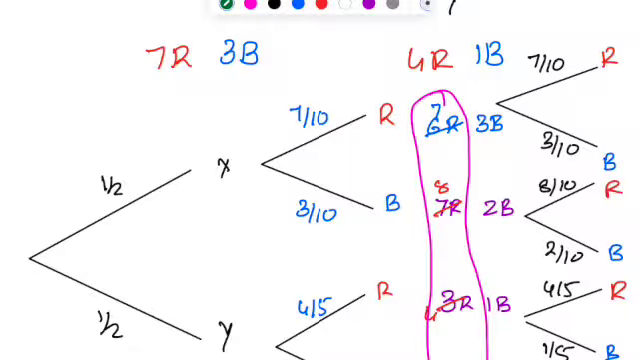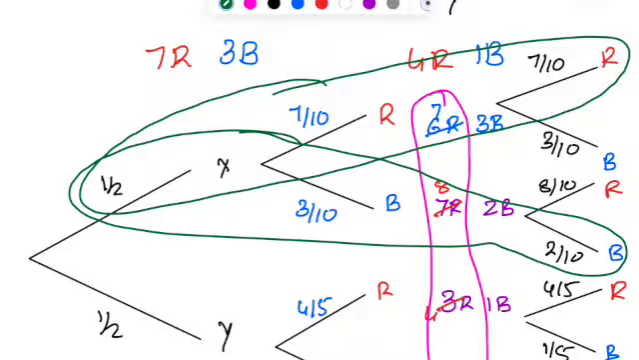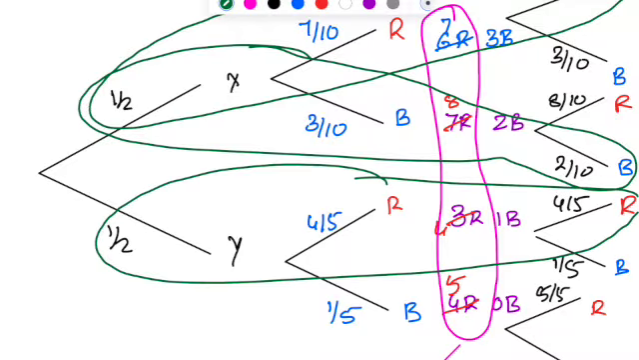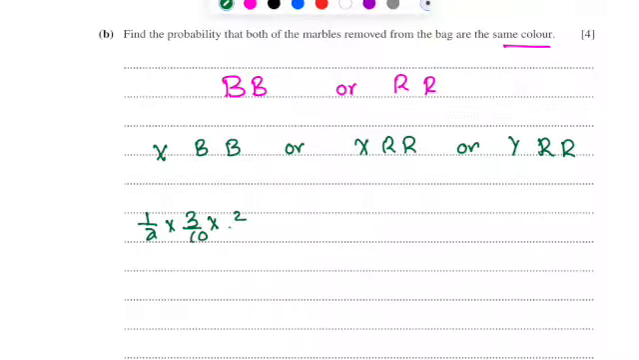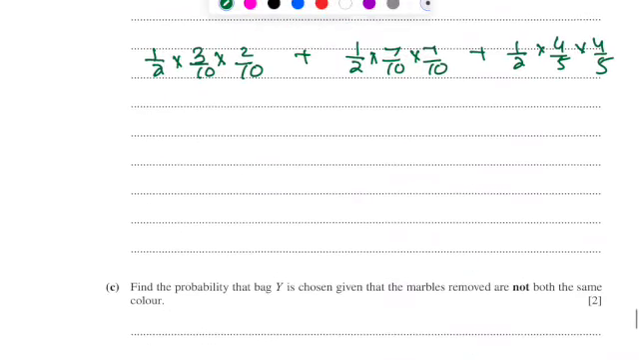You can see that this is the probability of getting red and red, and this is the probability of getting blue and blue. In case of bag Y, blue and blue is not possible. So in bag X, it can be blue and blue or red and red, and in bag Y, it can only be red and red. So in bag X, blue and blue will be 1 upon 2 times 3 upon 10 times 2 upon 10. Bag X again red and red, 1 upon 2 times 7 upon 10 times 7 upon 10. Bag Y, red is 4 upon 5 times 4 upon 5. Blue and blue is not possible in bag Y.